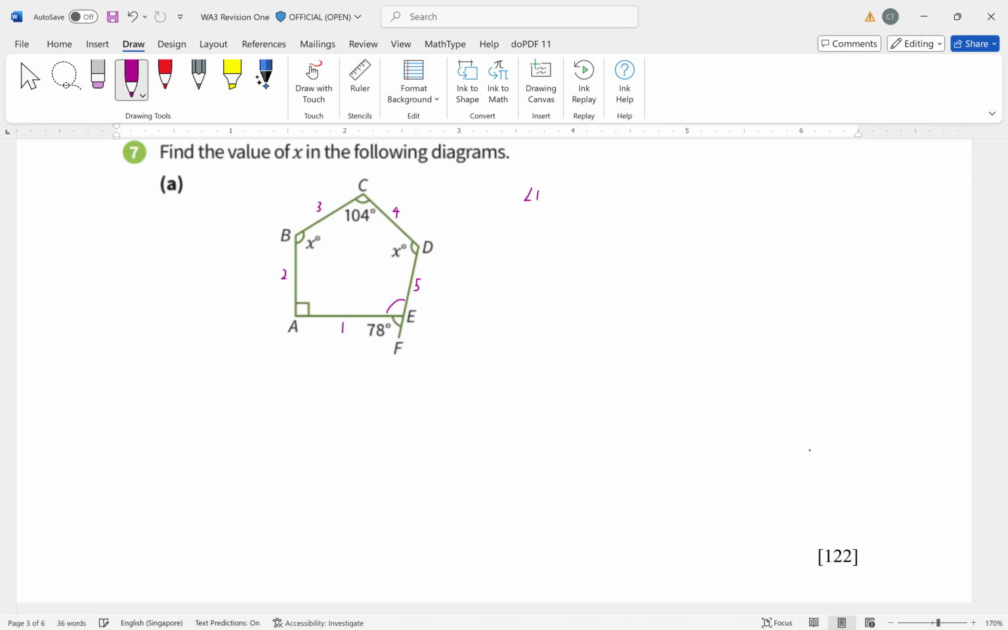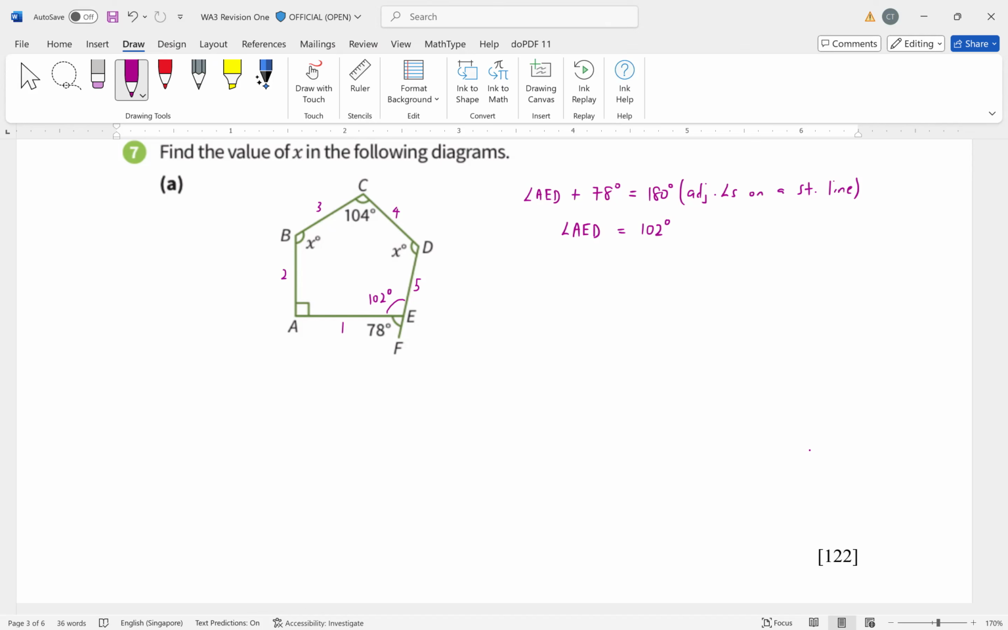So angle AED plus 78 degrees will be equal to 180. Okay, so this is by adjacent angles on a straight line. Okay, so from here we can calculate angle AED very easily to be 102 degrees. Okay, then from here, 102 degrees.